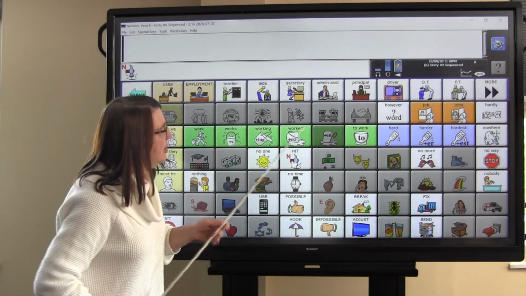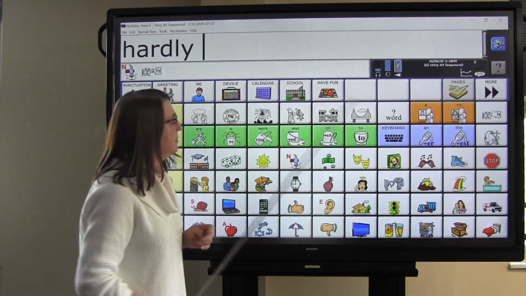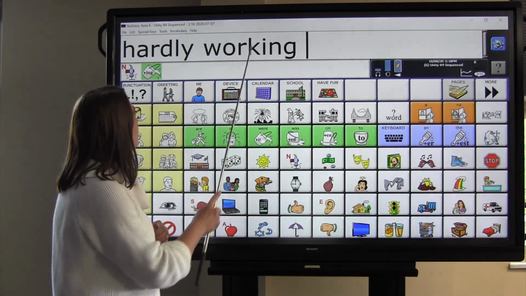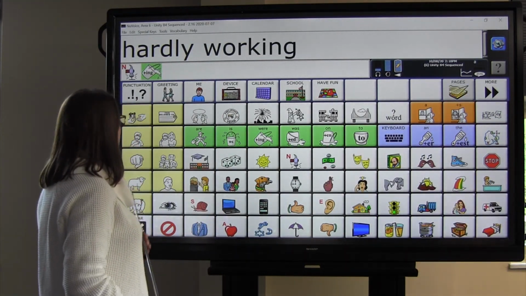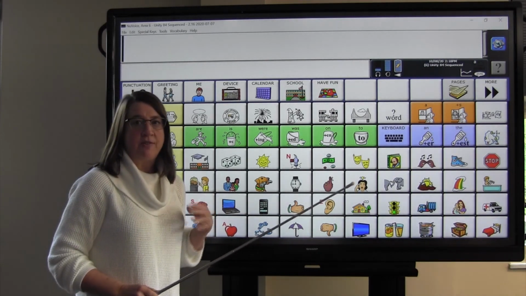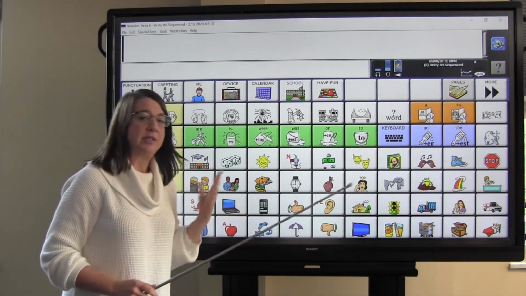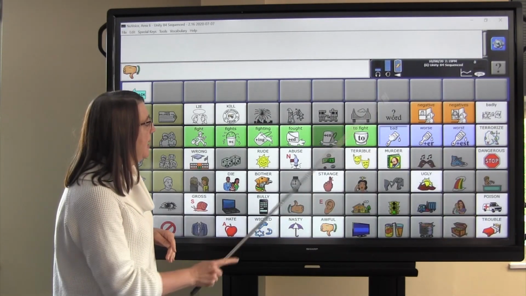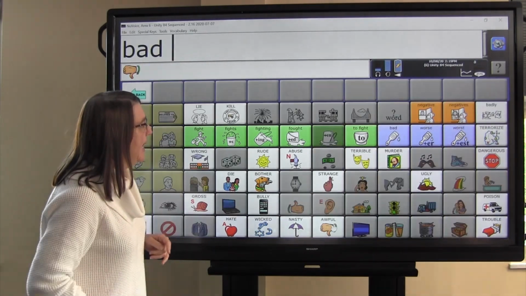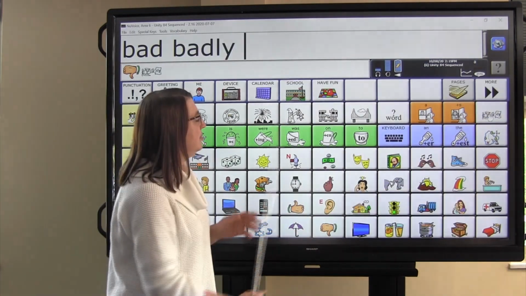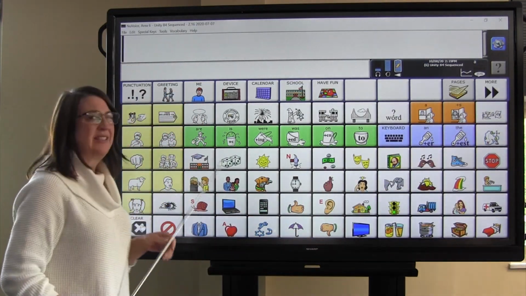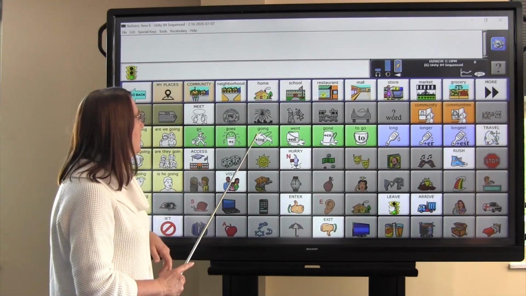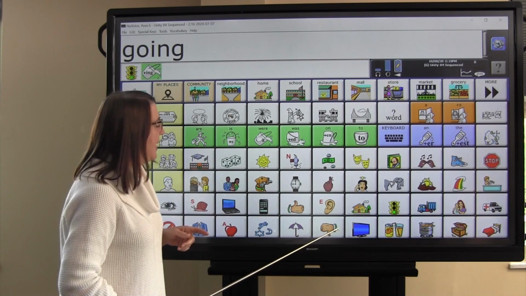Let's say hardly working. So hammer plus ly, hardly. Hammer plus ing, working. Hardly working. Another adjective that we can convert to an adverb would be bad, to badly. So thumbs down plus adjective is bad. We also have badly. Let's say going badly. Green means go, going. Badly.